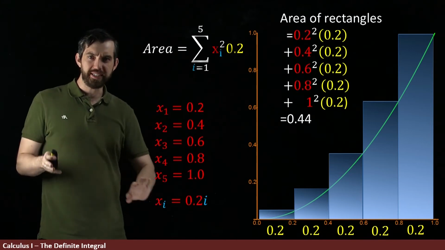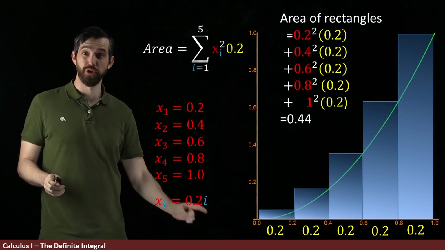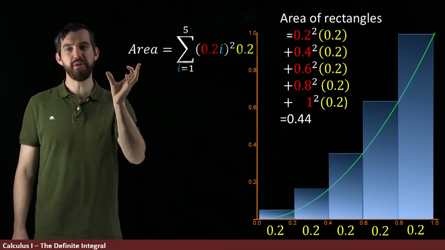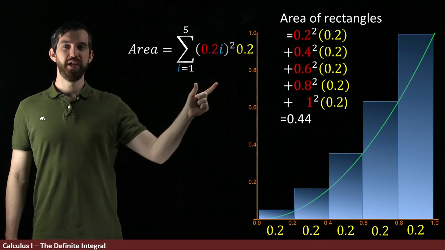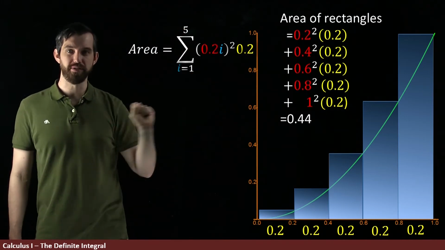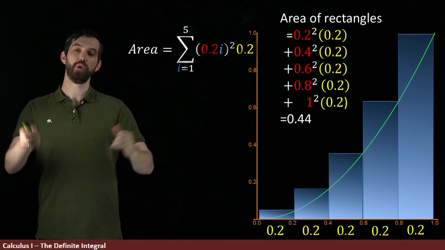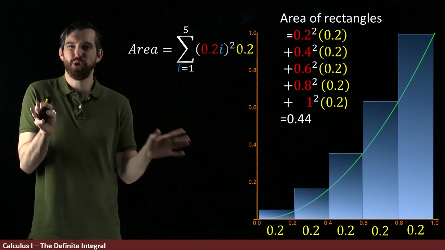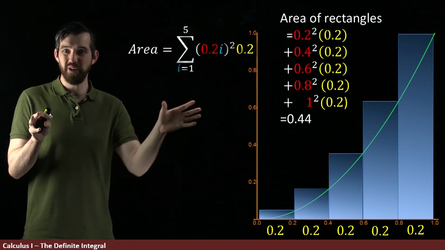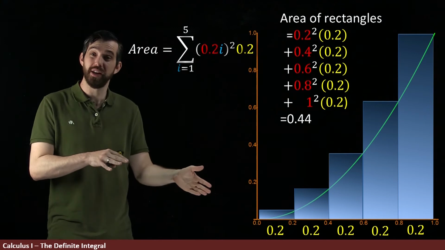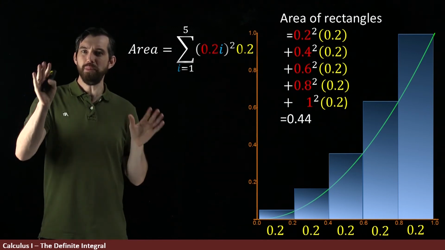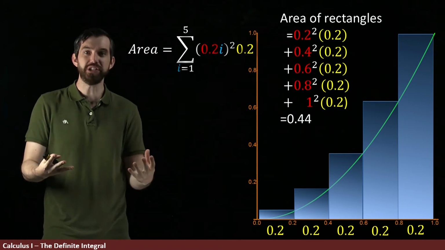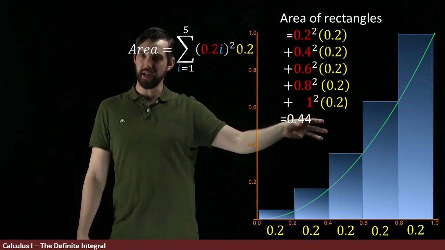And so finally, taking this formula, this xi is 0.2i, and putting it into my area formula, I can clean this all up as saying the area is the sum from 1 to 5 of (0.2i) squared times the final 0.2, the widths. So I haven't really done anything conceptually different here. This is indeed going to be the same 0.44 that we computed in the previous video. What we've accomplished in this video is to find a notational efficiency to write down the sum of these areas.